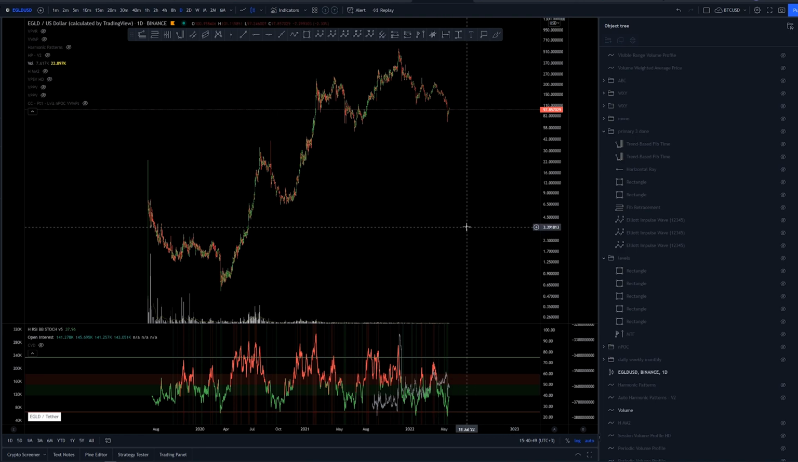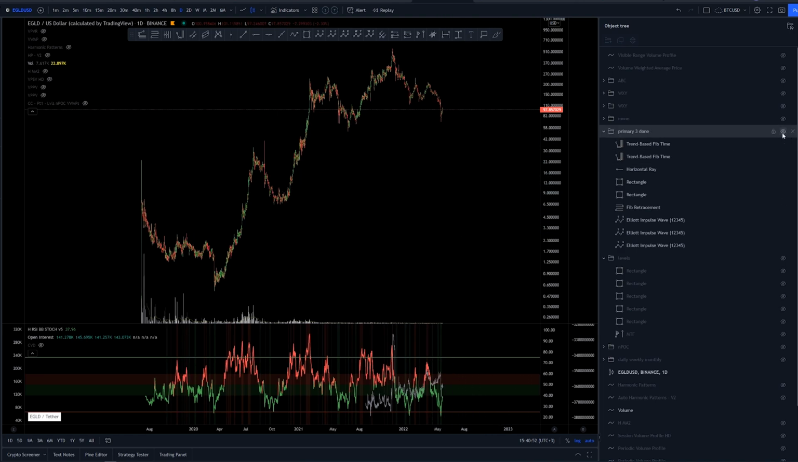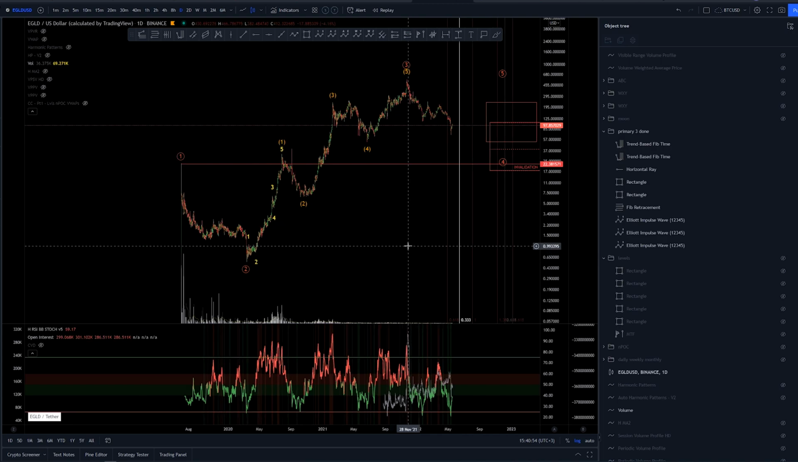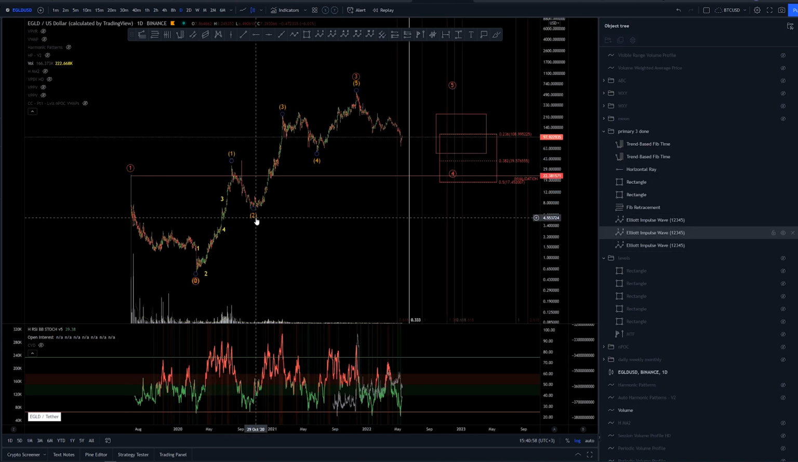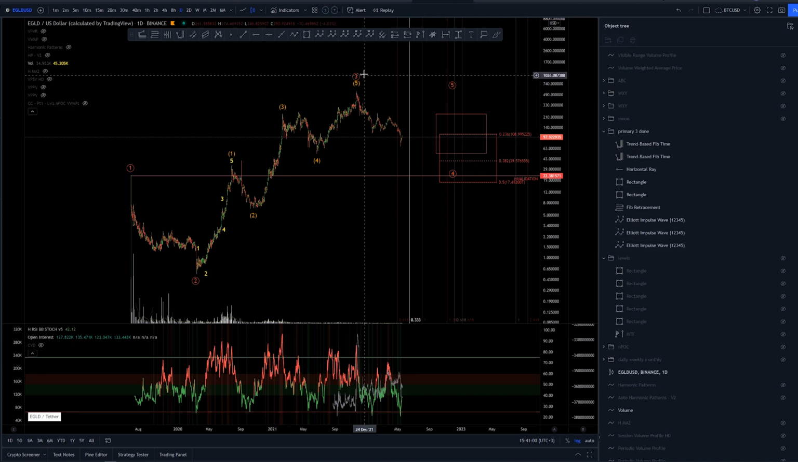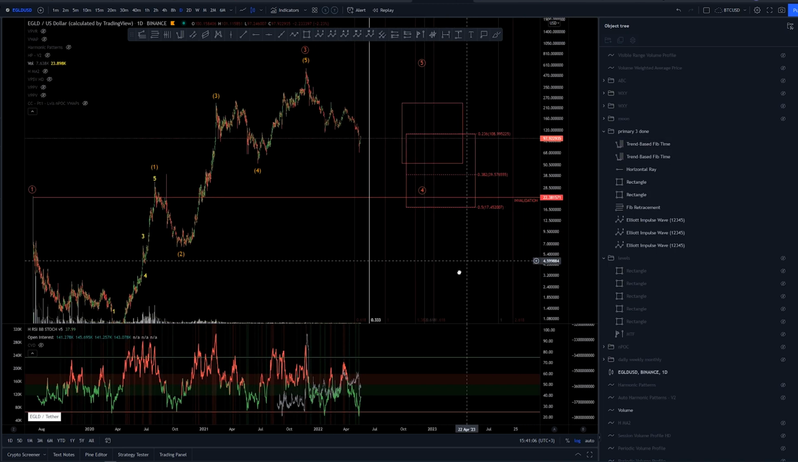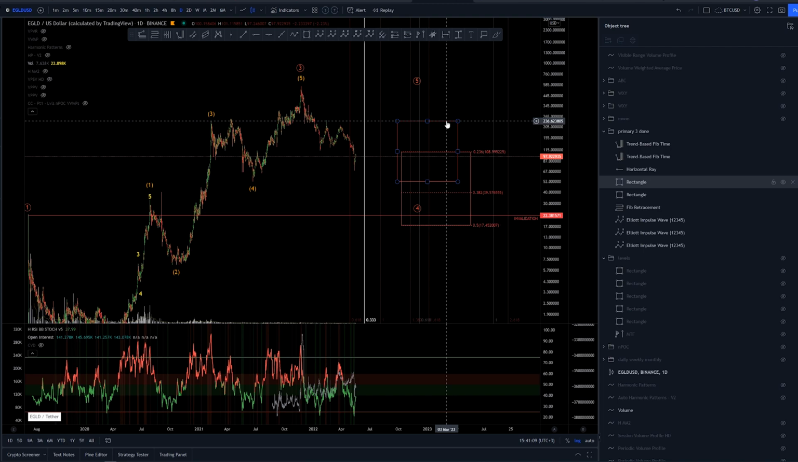So let's get going. Overall, let's take a look at what we have here. So overall again, primary 1, 2, intermediate 1, 2, 3, 4, 5, ending the third of primary here, and now looking for the fourth of primary. We have a target of this high time frame targets on primary.